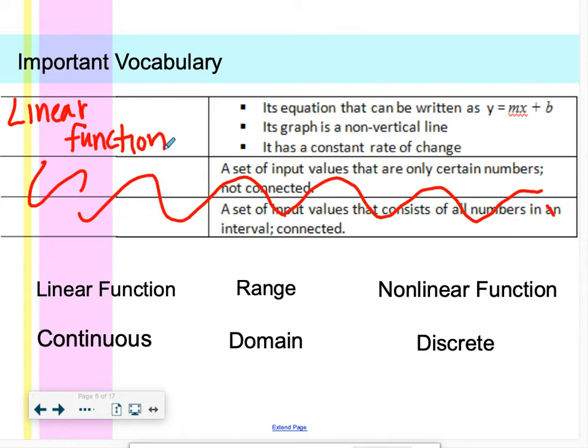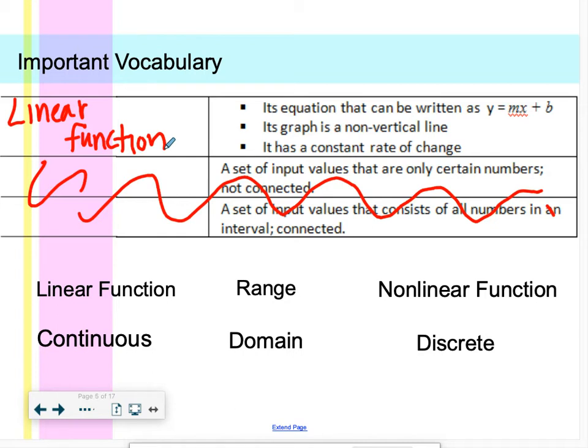What's important about it is we can write it in the form y equals mx plus b. You guys will learn to love that. That's kind of like the bread and butter of Algebra 1. You can learn to graph lines and do things to them. It's a non-vertical line, so it's slanted or horizontal. And then, like Lily said, it goes up at a constant rate of change. So that's why it's a straight line.